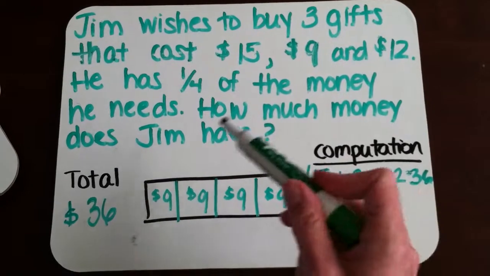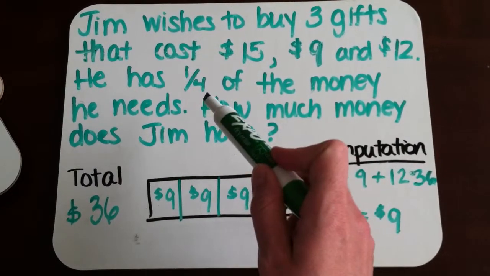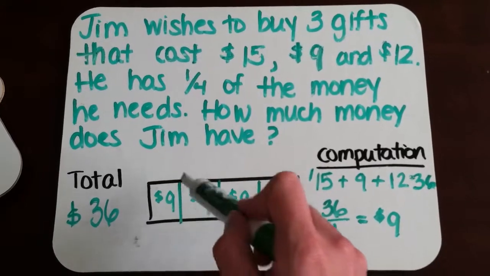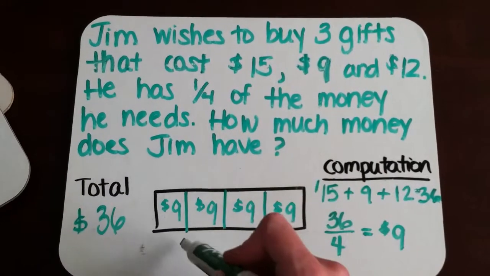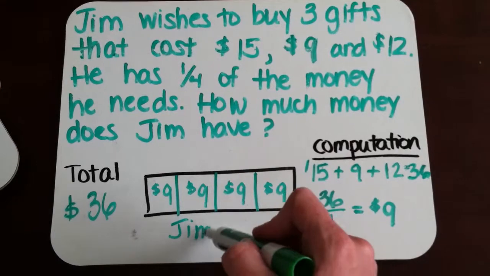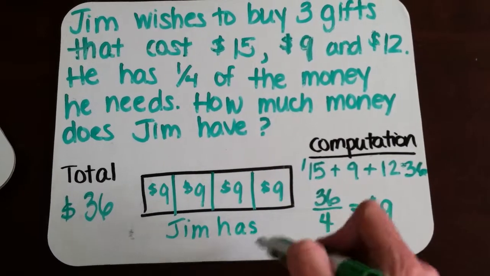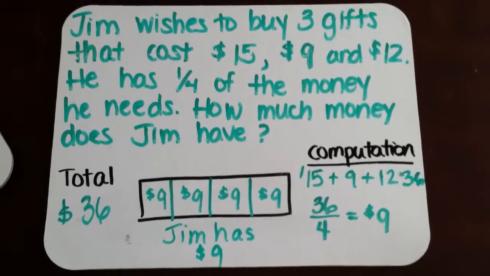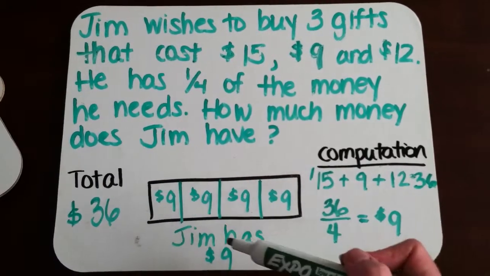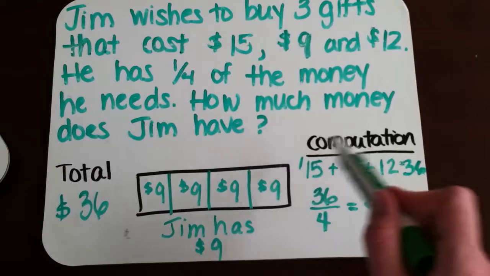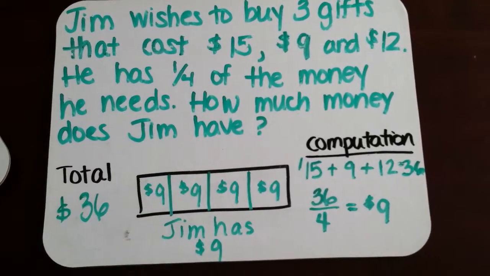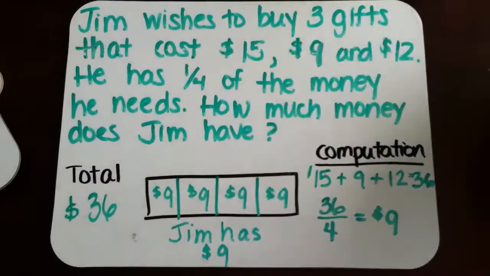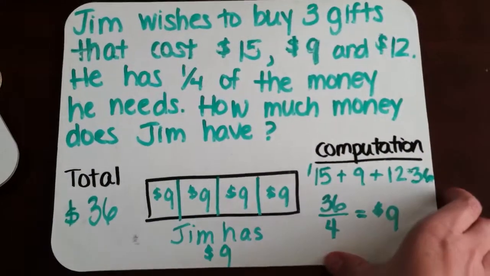Okay, so how much money does Jim have? He has 1/4. Well, what's 1/4 of 36? 1/4 is $9. All right, so there was a little extra work there. It wasn't just the bar diagram. We needed to calculate our total. A few extra computation skills that we needed in there. So let's try another one that's a little tricky.